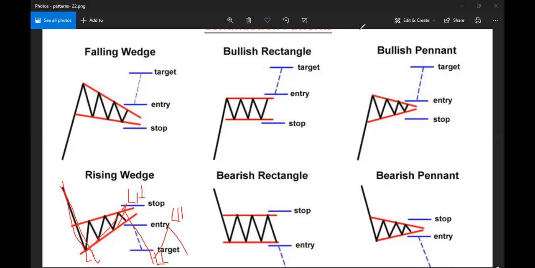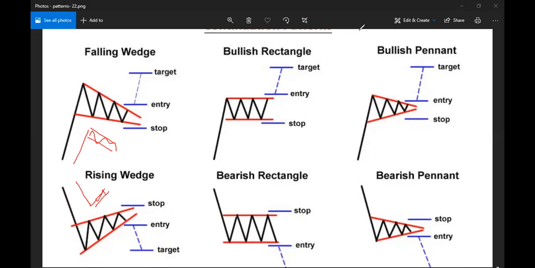So you see, this rising wedge is the opposite of the falling wedge. You can see it when you look at them. When you look at them, you see it's just the same. This is the rising wedge. This is how it looks like, and this is how the falling wedge looks like.